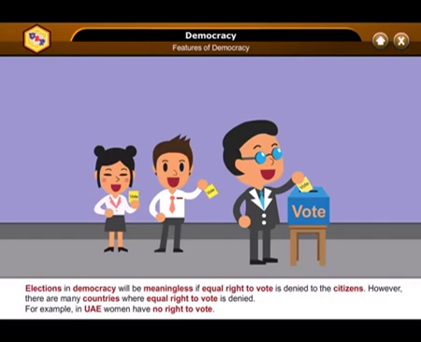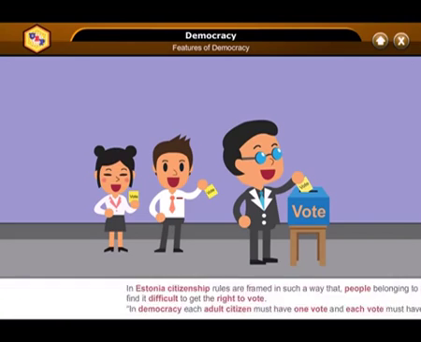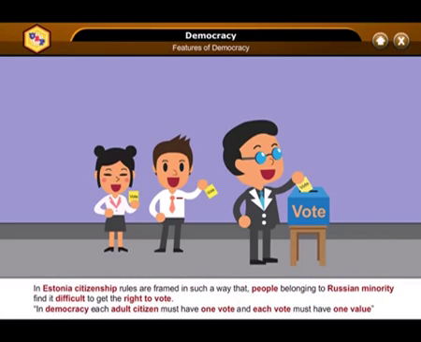For example, in the UAE, women have no right to vote. In Estonia, citizenship rules are formed in such a way that people belonging to the Russian minority find it difficult to get the right to vote. In democracy, each adult citizen must have one vote, and each vote must have one value.